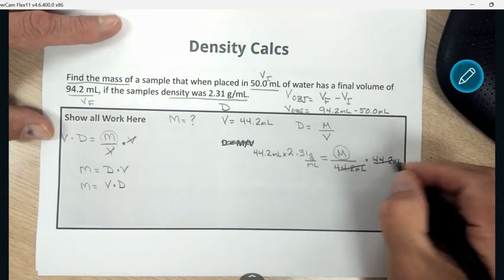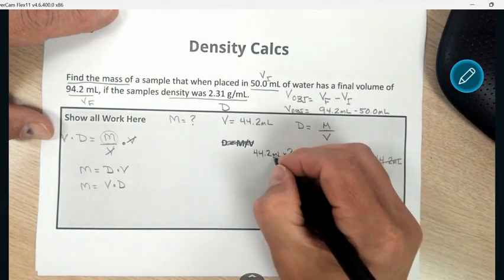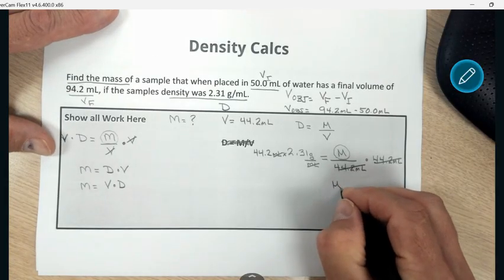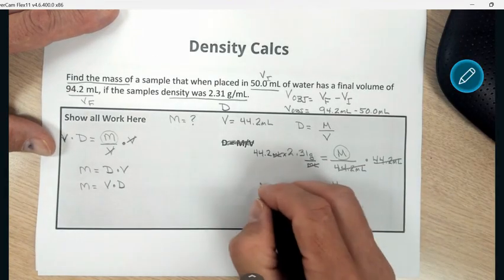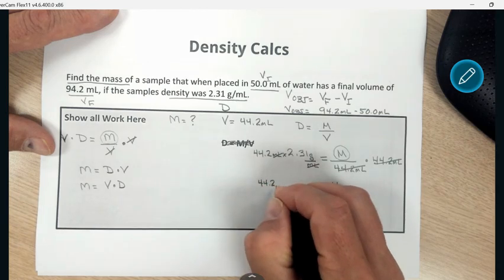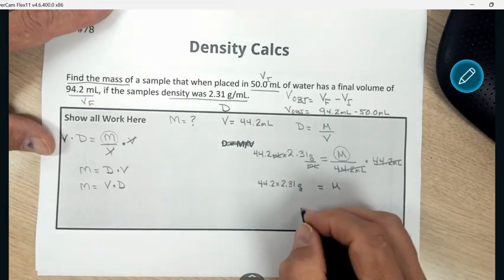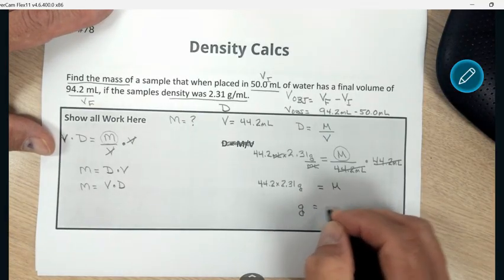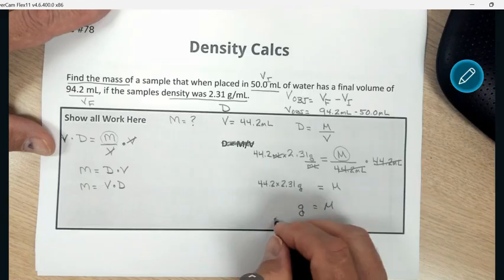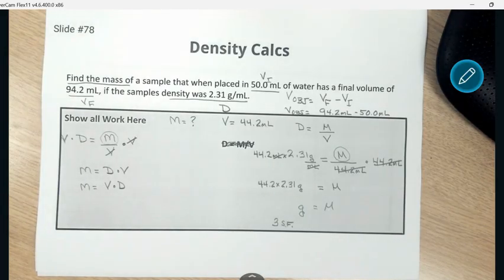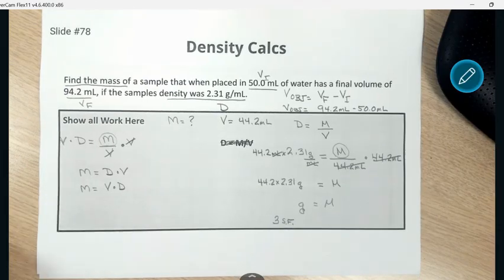Now, this whole thing cancels out here. The unit of milliliters and milliliters cancel out here, and our mass is equal to 44.2 times 2.31 grams. Grams will be the only unit left over here. Your number should have 3 sig figs. Finish your math and do your calculation. That is how we solve for mass if we are looking to solve for mass.